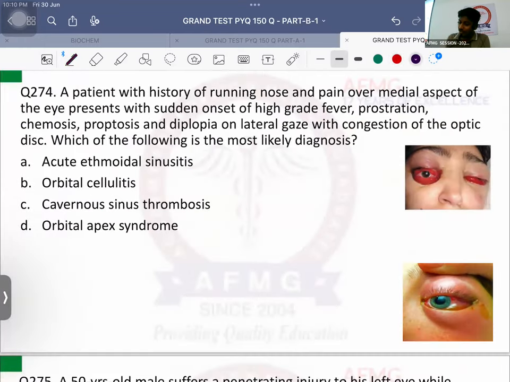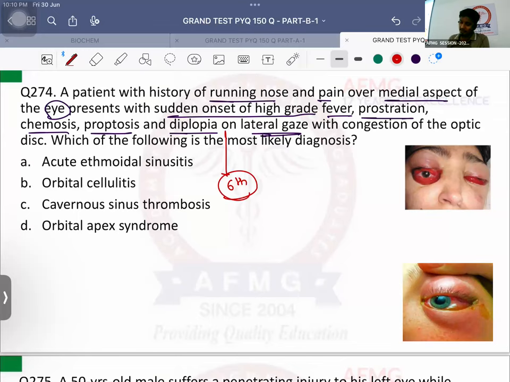274. A patient with history of running nose and pain over the medial aspect of the eye presents with sudden onset high grade fever, prostration, chemosis, proptosis, and diplopia on lateral gaze. Diplopia on lateral gaze means when he looks to the side, he sees double. So it is due to which muscle palsy? Lateral rectus. Which nerve injury? Sixth cranial nerve, lateral rectus, with congestion of optic disc. Which of the following is the most likely diagnosis? It is a case of cavernous sinus thrombosis.